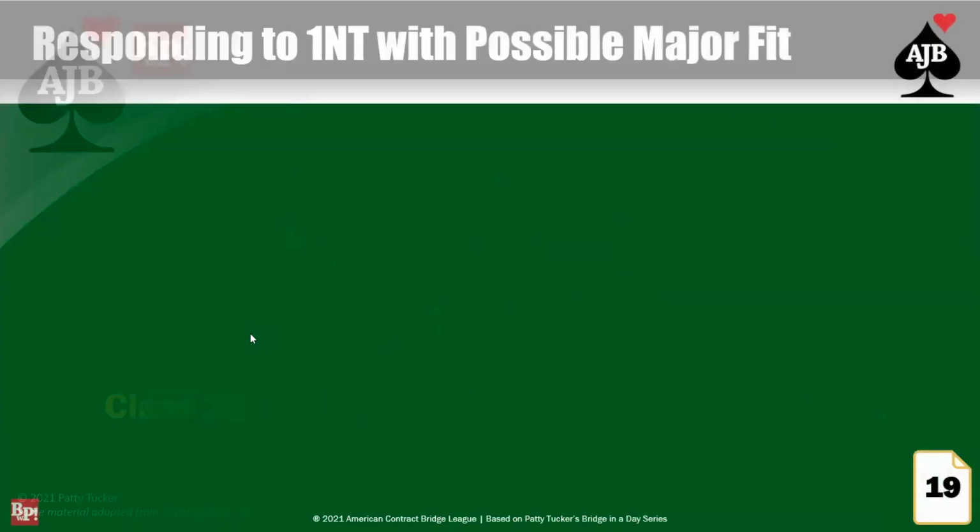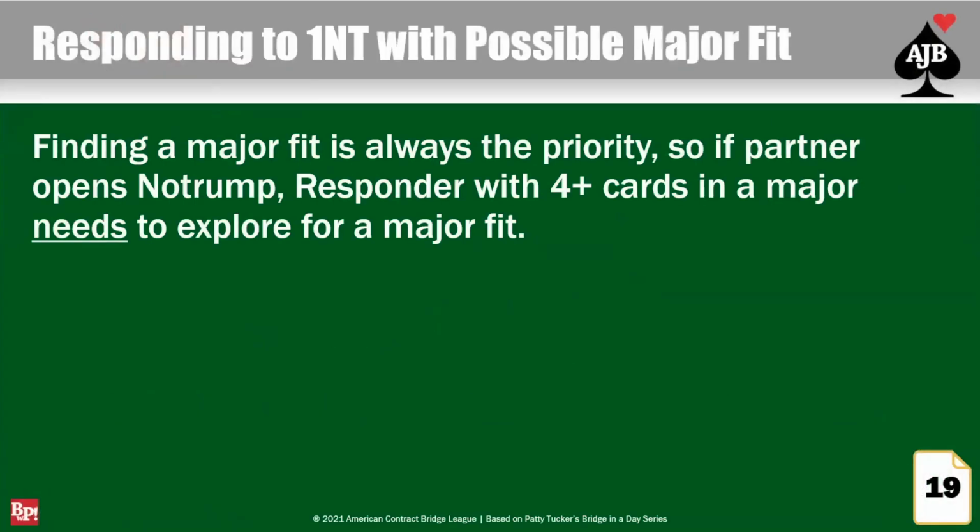You always have to remember that finding a major fit is our first priority. So if partner opens no trump, if responder has 4 or more cards in a major, they're always going to be exploring to find a major fit if they can.